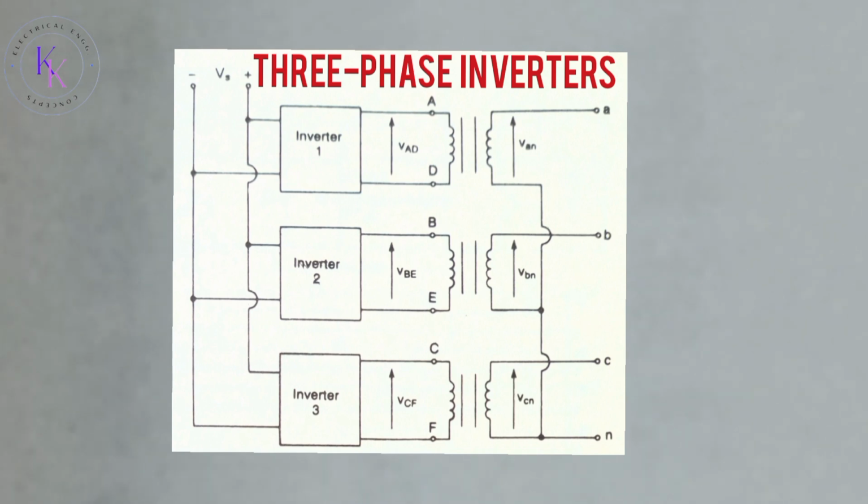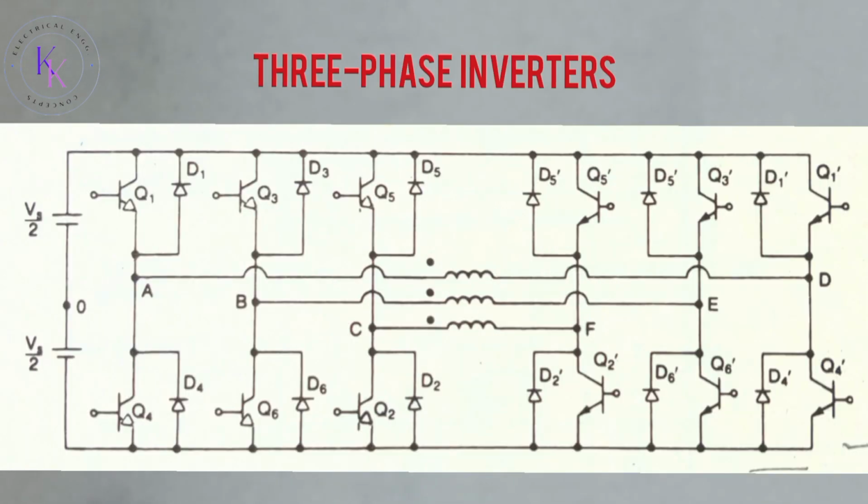The transformer primary windings must be isolated from each other, while the secondary windings may be connected in Y or delta. The transformer secondary is normally connected in Y to eliminate triplen harmonics, that is n equal to 3, 6, 9 and so on, which appear on the output voltages. And the circuit arrangement is as shown in this figure. This arrangement requires 3 single-phase transformers, 12 transistors and 12 diodes.